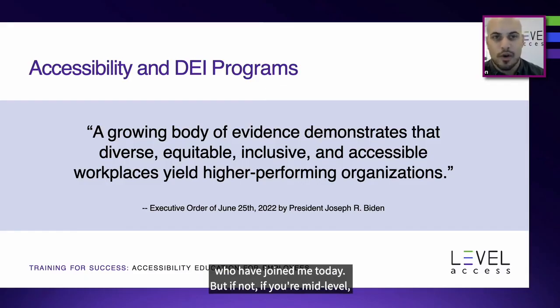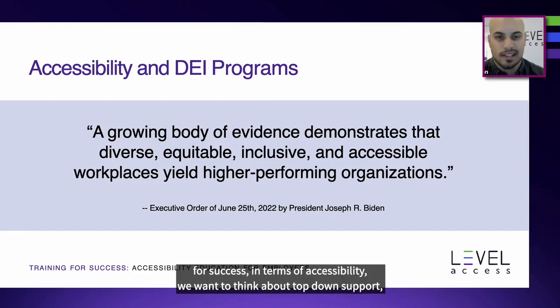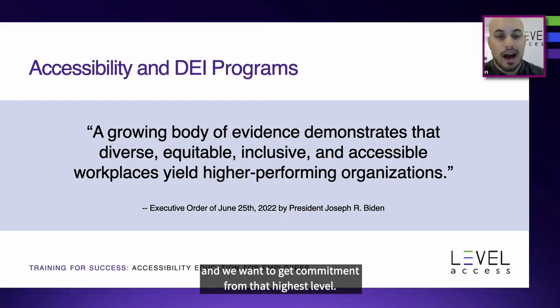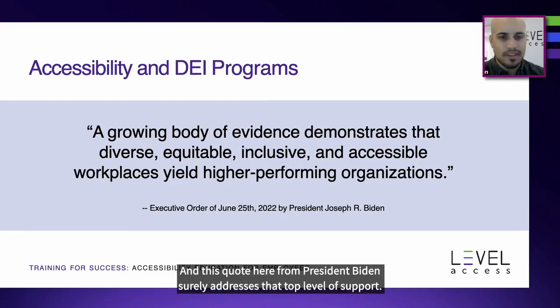But if not, if you're mid-level or any other type of position, feel free to share this information, which is that when it comes to setting up your organization for success in terms of accessibility, we want to think about top-down support, and we want to get commitment from that highest level. And this quote here from President Biden surely addresses that top level of support.